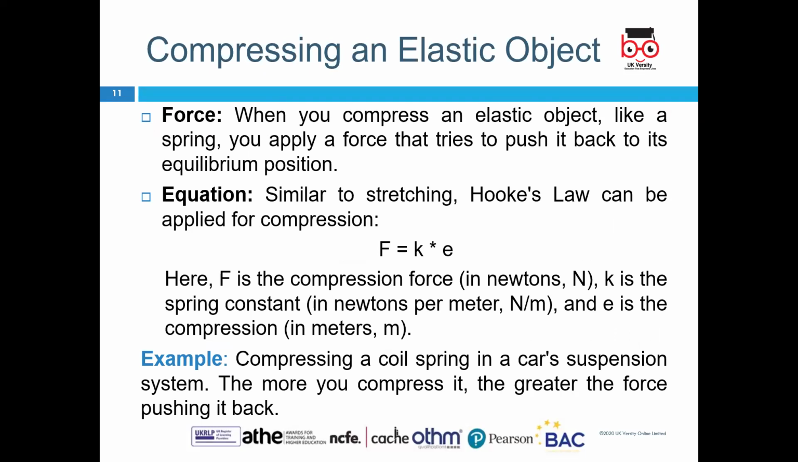So the next one is compressing an elastic object. When you compress an elastic object like a spring, you apply a force that tries to push it back to its equilibrium position, and the spring also applies a force in the opposite direction. Similar to stretching, Hooke's law can also be applied for compression, which is F = K x E. Here F is the compression force, K is the spring constant, and E is the compression.